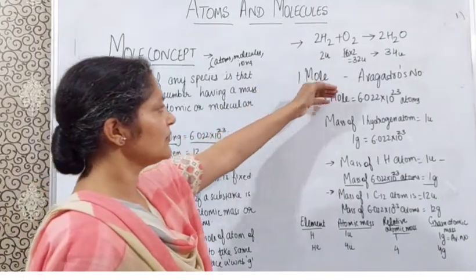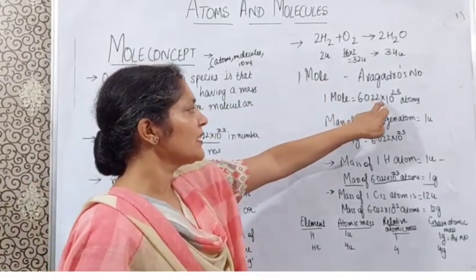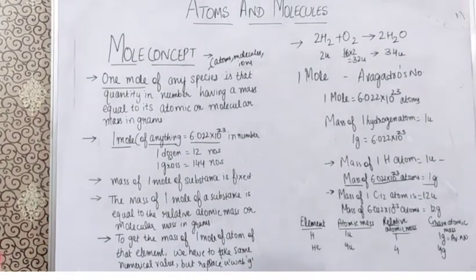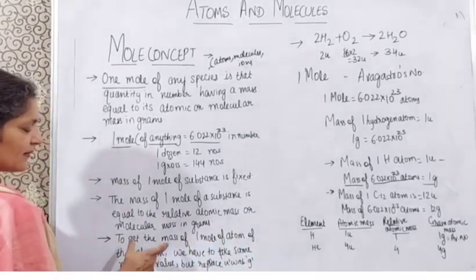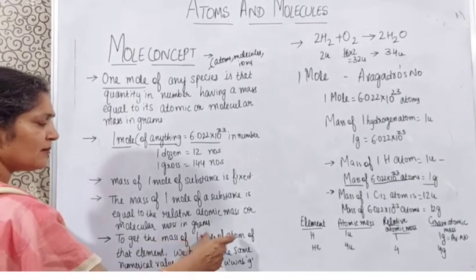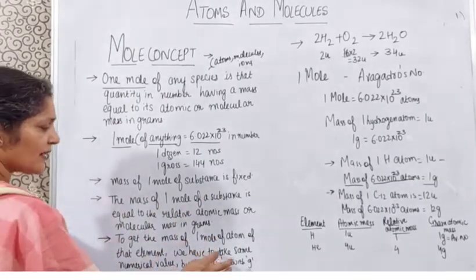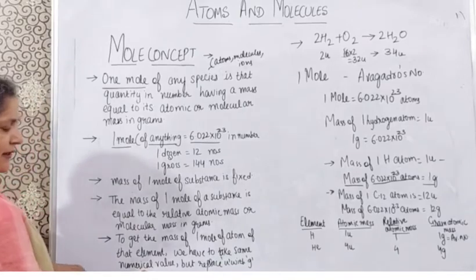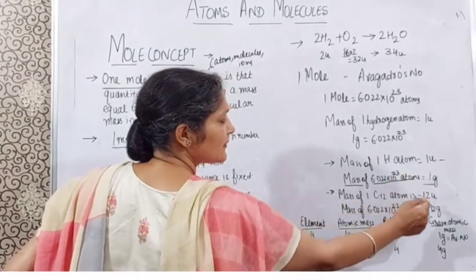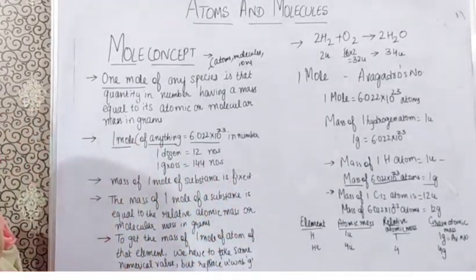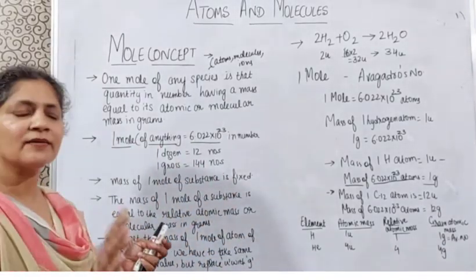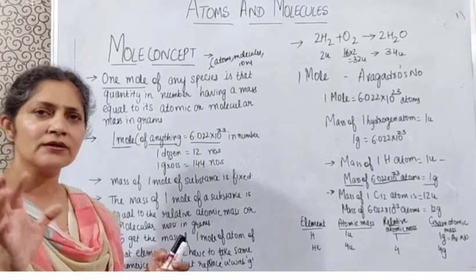1 mole is equal to this value, 6.022 into 10 raised to power 23, which is known as Avogadro's number. If we want to get the mass of 1 mole of atoms of that element, we have to take the same numerical value. The numerical value is 1, 12, but replace U with G. This is a simple concept. You have to change the units from U to G.